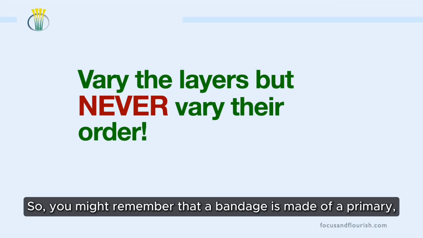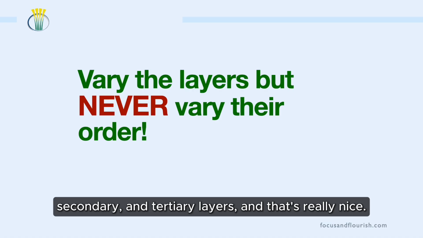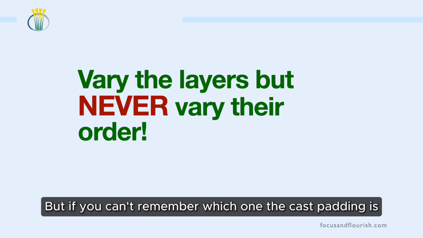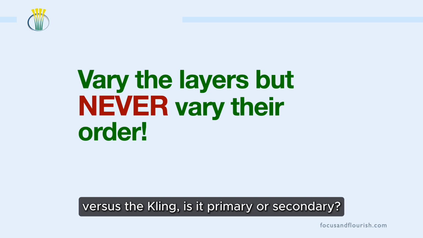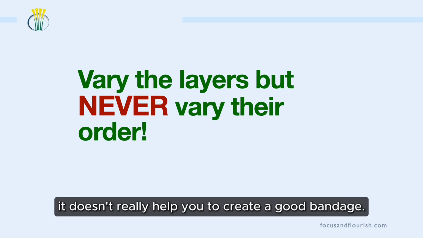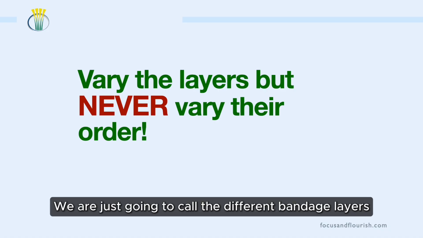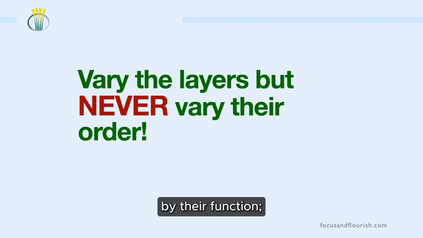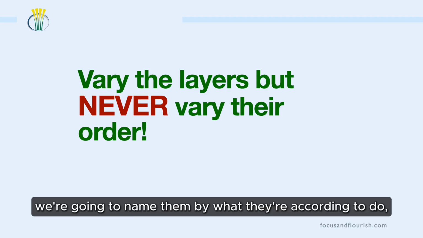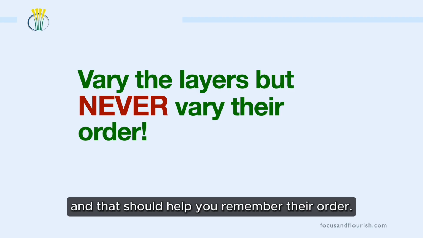So you might remember that a bandage is made of primary, secondary, and tertiary layers, and that's really nice, but if you can't remember which one the cast padding is versus the cling, is it primary or secondary, it doesn't really help you to create a good bandage. So we are just going to call the different bandage layers by their function. We're going to name them by what they're there to do, and that should help you remember their order.